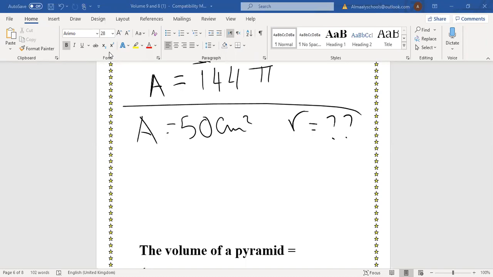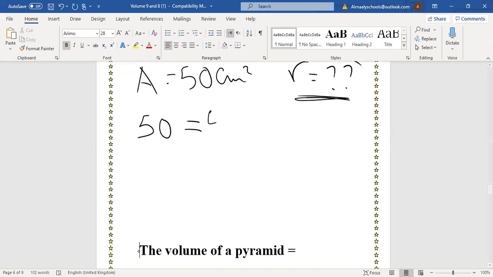I'll take the last one. Sarim, how do we find the length of the radius? We will write 50 equals 4 pi r square, and we will make r the subject. Yes, excellent, Sarim. So we will divide by 4 pi. What's your opinion to write it in one step?